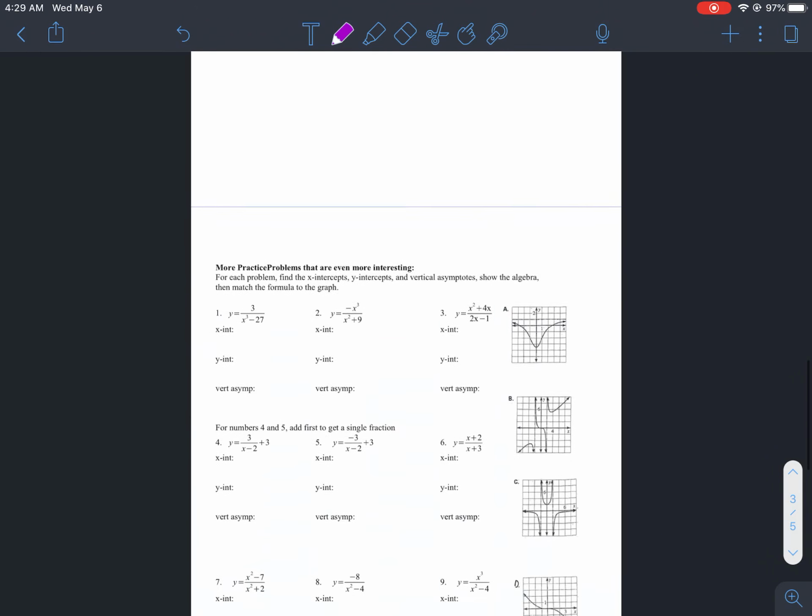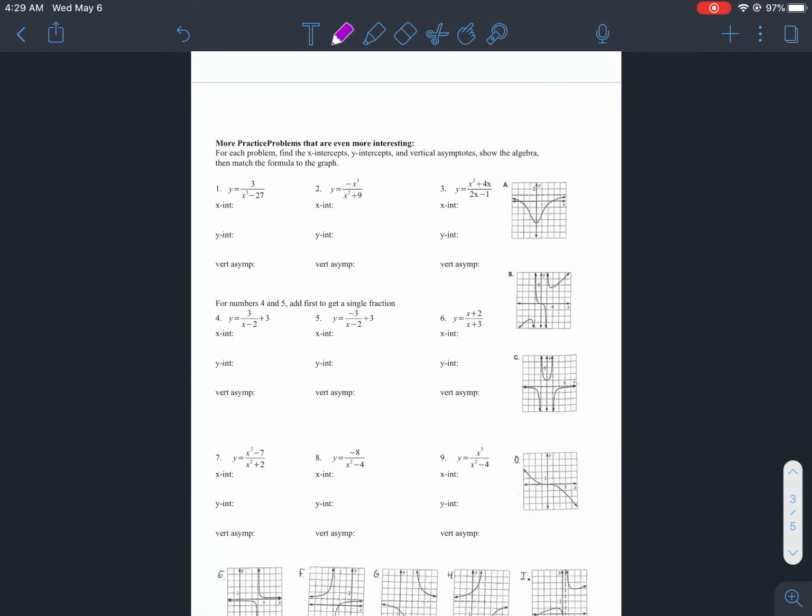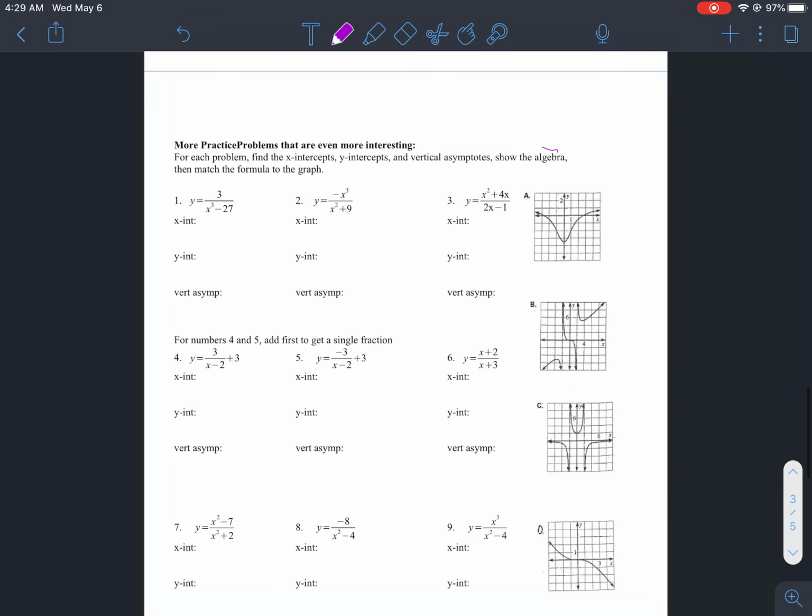Okay, so what you guys are going to try is finding them algebraically, making sure you show work, and then match it to the graph. So good luck. If you have any questions, we can discuss it.